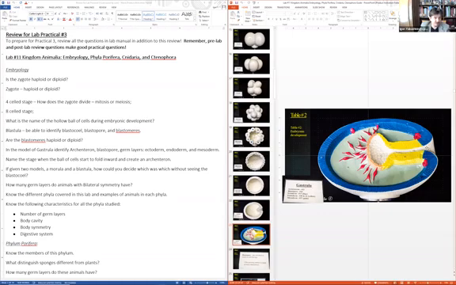Name the stage when the ball of cells starts to fold inwards. Whenever it starts folding inwards, so the blastula starts collapsing, that's a gastrula.